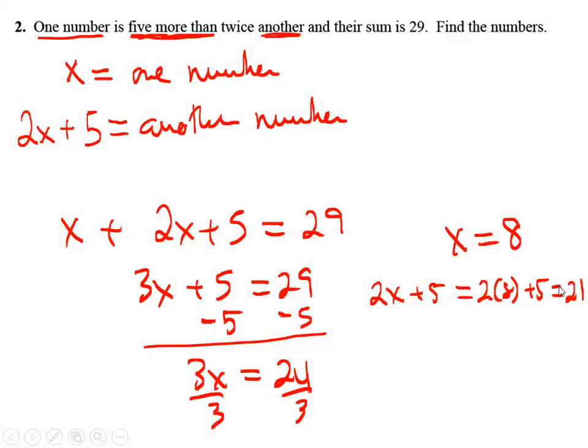Everybody good there? Now, something we should have done on the first slide as well. When we finish this off, you just can't put x equals 8 and the other one equals this. You have to sort of write it out. So you can say the numbers are 8 and 21 or something. On the first slide, we probably should have put the number is 7 or something.